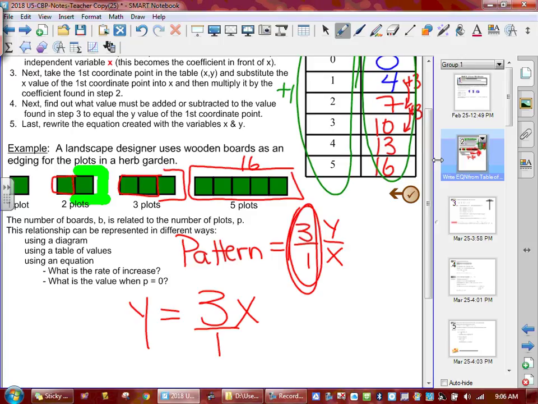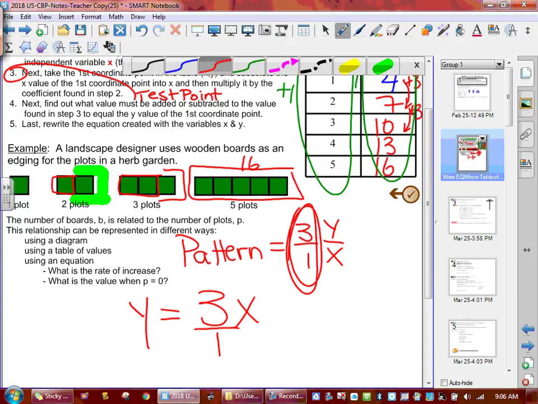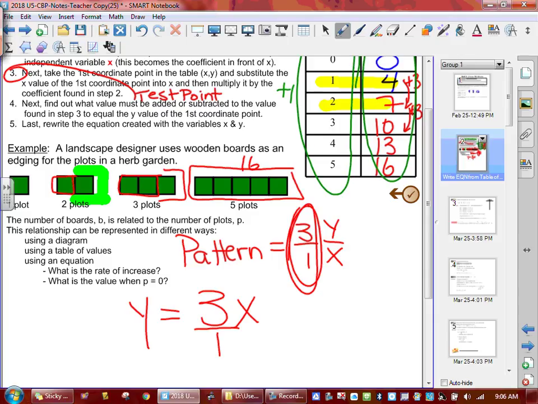Now step 3, I want you to write this little hint. It's called test point. Step 3 is all about taking a test point. A test point means you take a coordinate from the table of values. You're going to take either the 1 and the 4, or the 2 and the 7, or the 3 and the 10. They have to be a matching pair. Pay attention, please, back there. They have to be a matching pair.